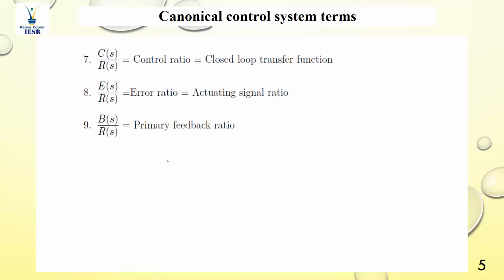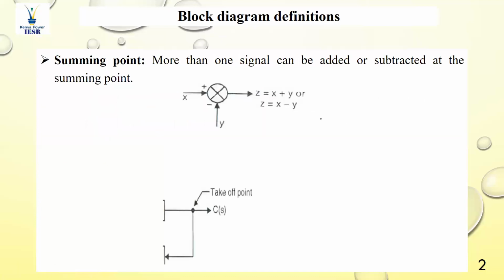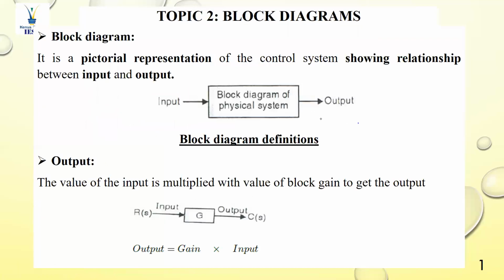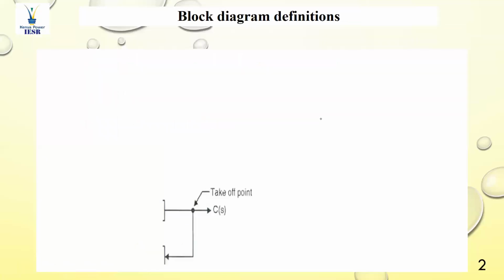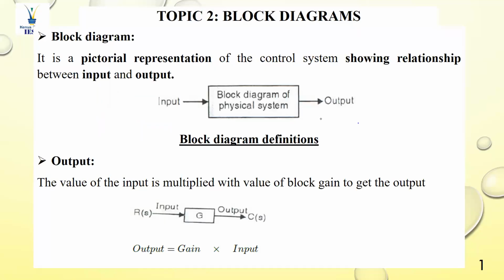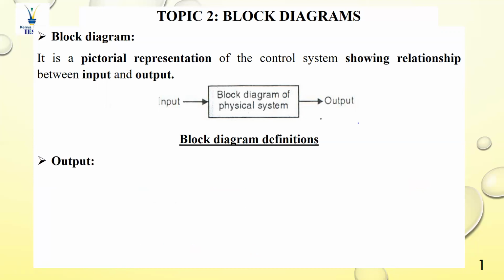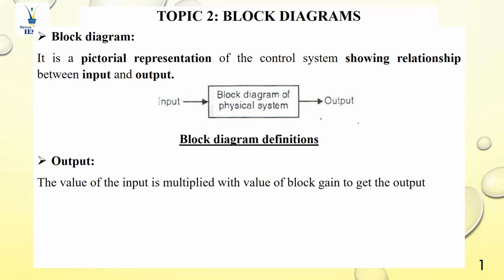So far we have learned some block diagrams. When we started, we defined the block diagram as a pictorial presentation of the control system, showing the relationship between the input and the output. So we have the input and we have the output. The output is the value of the input multiplied by the value of the block gain.